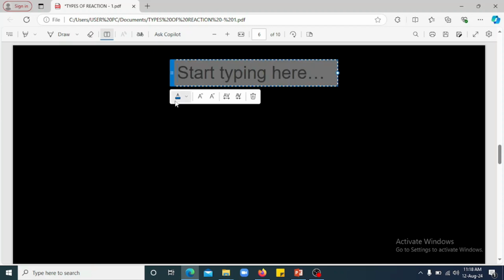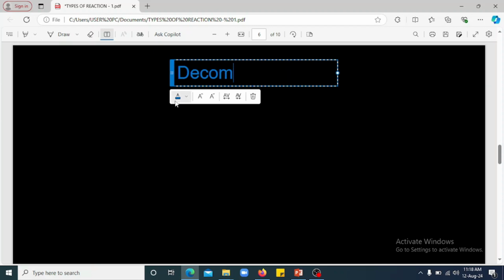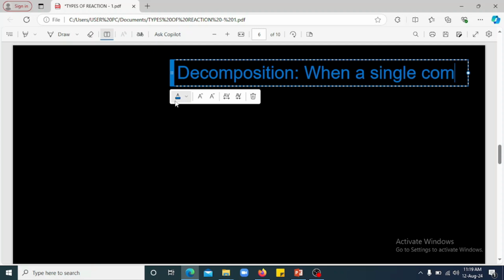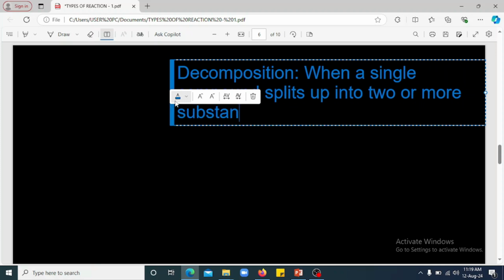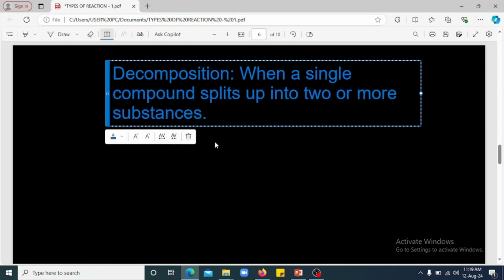Let's talk about decomposition. From the word decomposition, it means something is broken down. A decomposition reaction occurs when a single compound splits up into two or more substances. That is called decomposition.